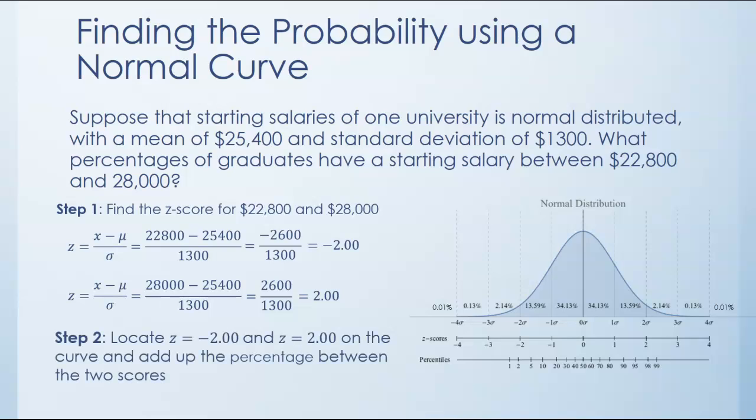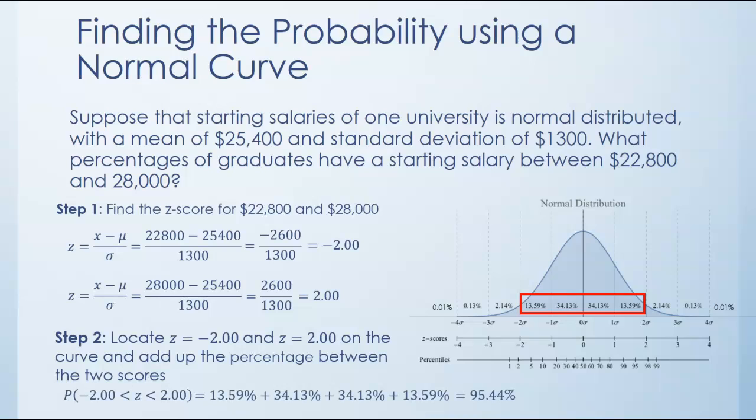So what we want now is to locate the -2 and the +2 on our z-score chart, and add up all the percentages that are between those two values. So here we've got those 4 values: 13.59, 34.13, 34.13, and 13.59. And so we end up saying that there is a 95.44% chance of pulling somebody who earns between 22,800 and 28,000.